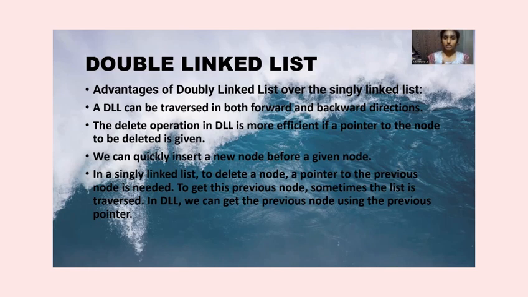The delete operation in a double linked list is more efficient if a pointer to the node to be deleted is given. We can quickly insert a new node before a given node. In a singly linked list, to delete a node, a pointer to the previous node is needed. To get this previous node, sometimes the list is traversed. In a double linked list, we can get the previous node using the previous pointer.